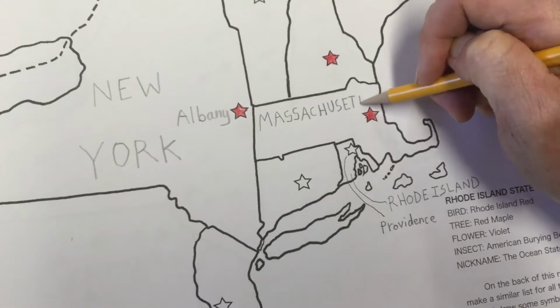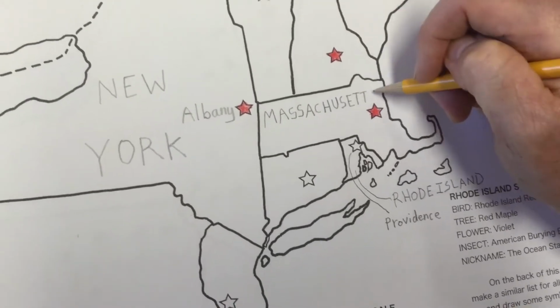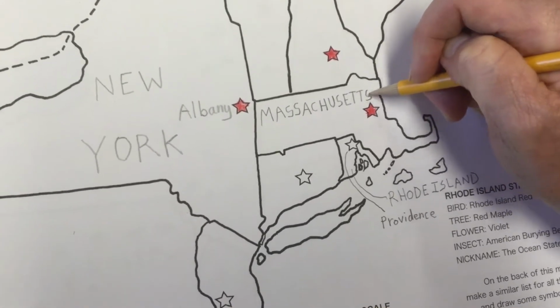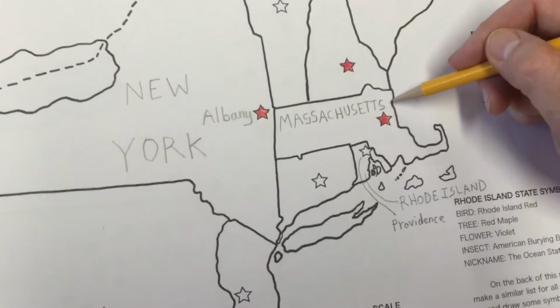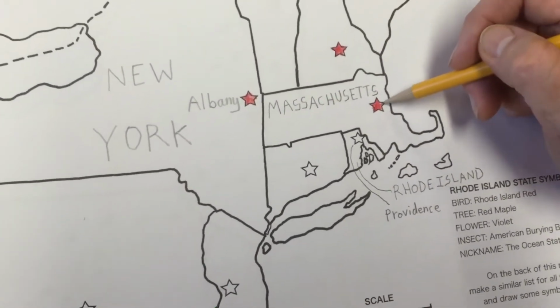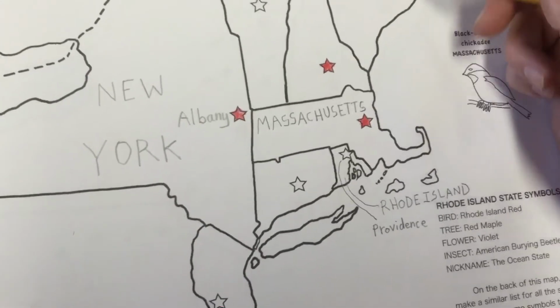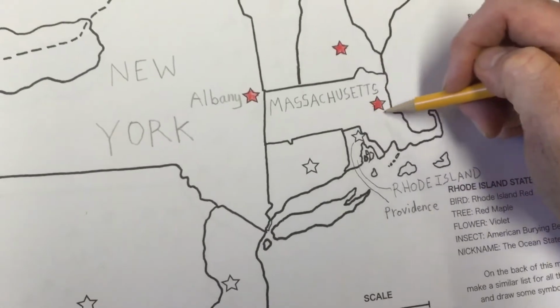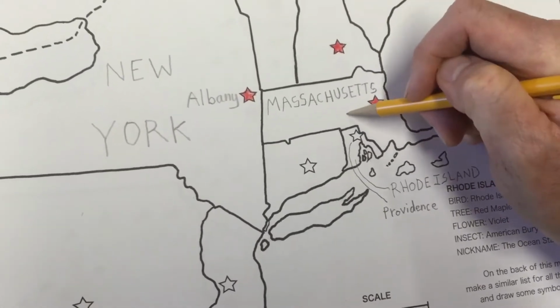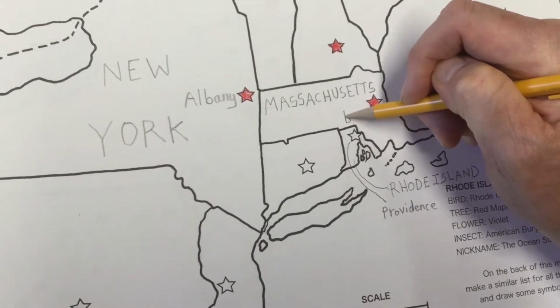Make sure you spell the words correctly. That's very important on your map. Okay, so there's the state of Massachusetts. And we have to label the capital, which is Boston. Now I could write it off to the side, or maybe I'll fit it just a little bit below the star.